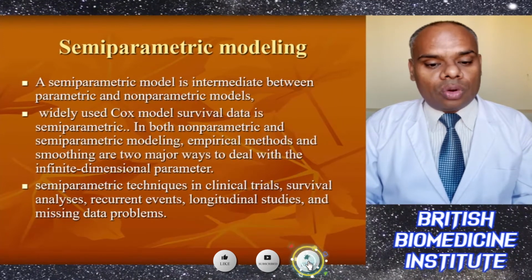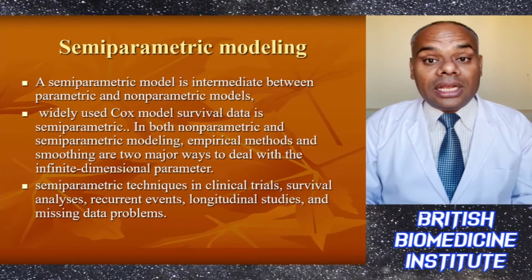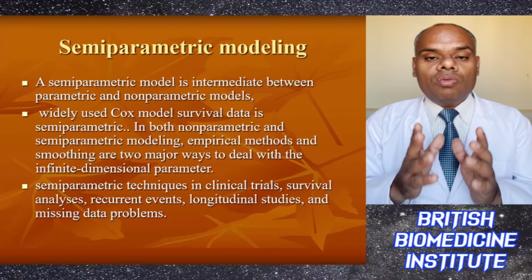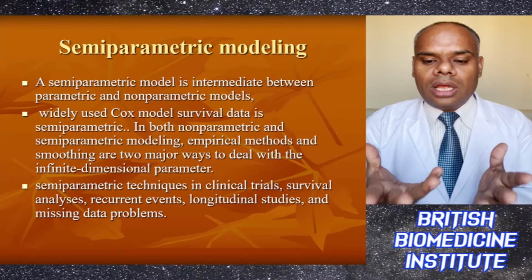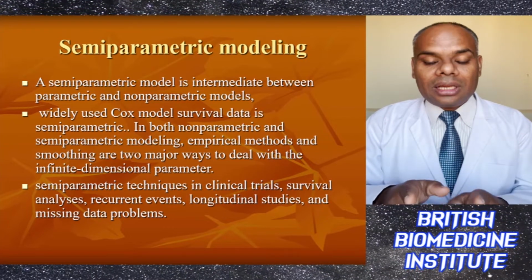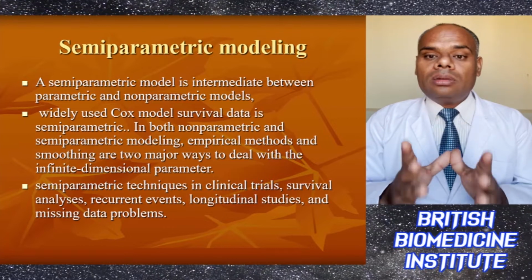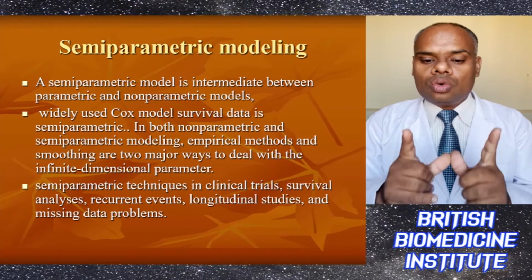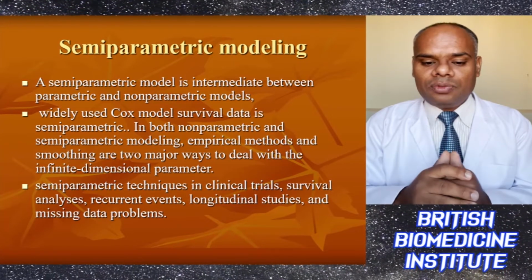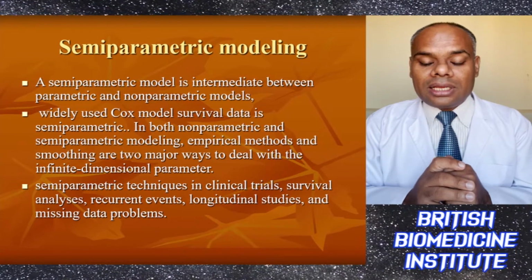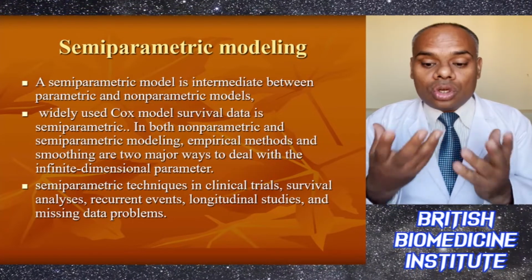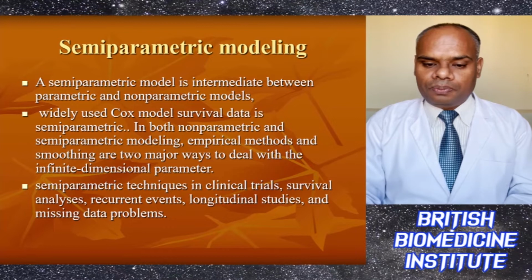Under semi-parametric modeling, a semi-parametric model is intermediate between parametric and non-parametric models; the widely used Cox model is one, because it is semi-parametric. In both non-parametric and semi-parametric modeling, empirical methods and smoothing are the two major ways to deal with the infinite dimensional parameters. And semi-parametric techniques are used in clinical trials, survival analysis, recurrent events, longitudinal studies, and missing data problems.